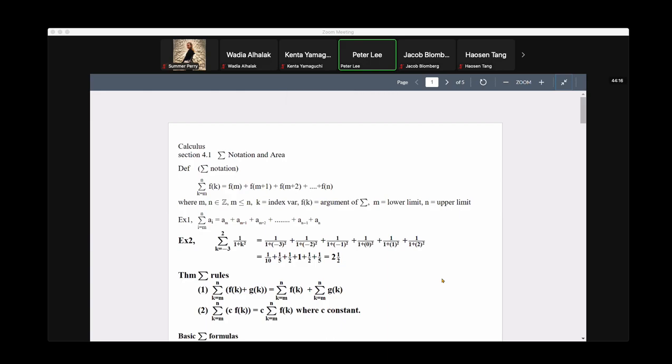Especially the solution file, I was writing all these solutions here. So I'm bound to make mistakes. If you do find any mistakes, then please let me know. Again, example 2 is corrected.